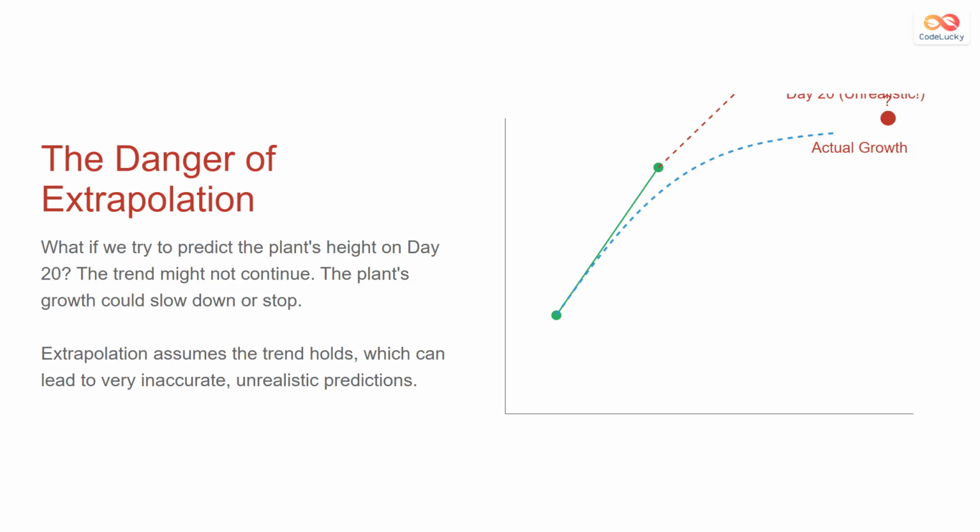Now, let's look at the danger of the alternative. If you use that same growth data to predict the plant's height on day 20, you might get a ridiculous number. That's because the plant's growth will naturally slow down. Extrapolation fails to account for this and assumes the initial, rapid growth continues, leading to an unrealistic prediction.